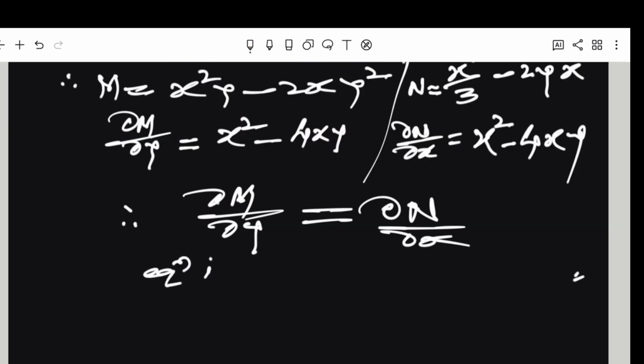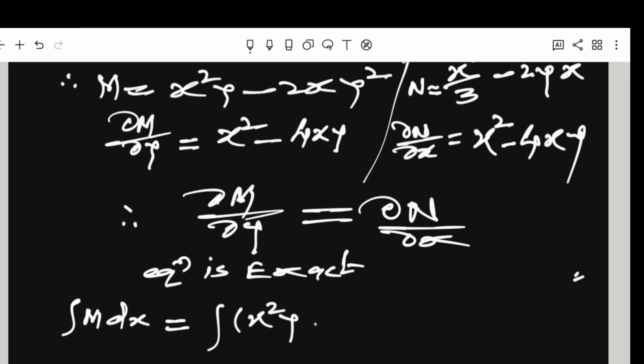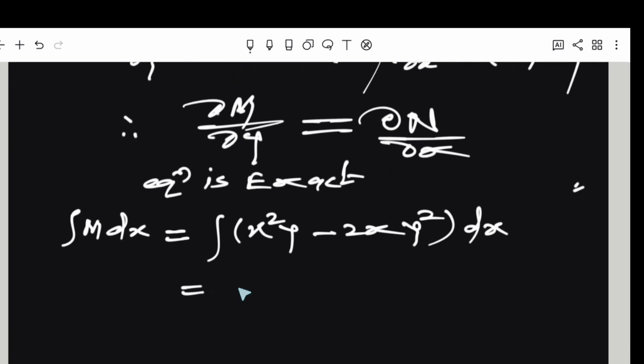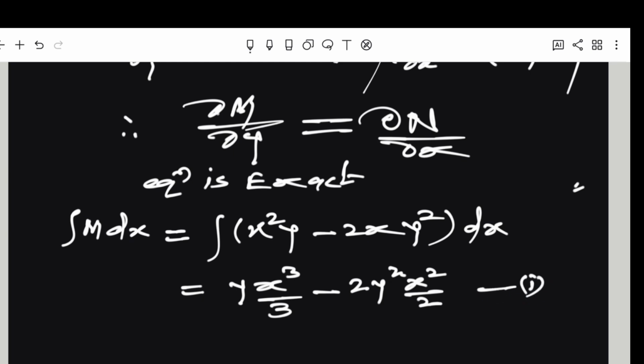In the second problem, the value of m is x square y minus 2xy square. Derivative of m with respect to y is x square minus 4xy, and n is x cube by 3 minus 2yx square. Derivative of n with respect to x is x square minus 4xy. Both are equal, and therefore it is exact. Then we find integration of m with respect to x. It is y constant. Integration of x square is x cube by 3, minus 2y square constant term, integration of x is x square by 2. Equation number 1.